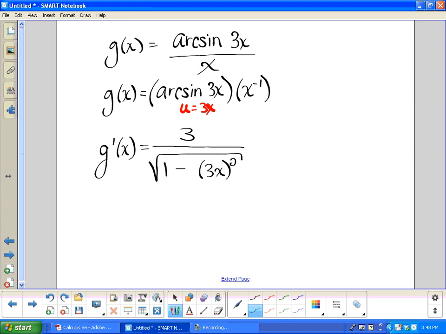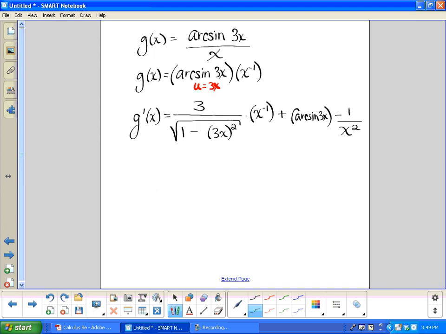And then I'm going to multiply this, because I did the derivative of the first times the second, so that's just going to be x to the negative 1 plus arc sine 3x times the derivative of the second. And I don't really think I need to show you what the derivative of x to the negative 1 is. It's negative 1 over x squared. So I'm just going to clean it up a little bit. I'm not going to get a common denominator. I think that's just a little too complicated. I will just take these two fractions and combine them together.